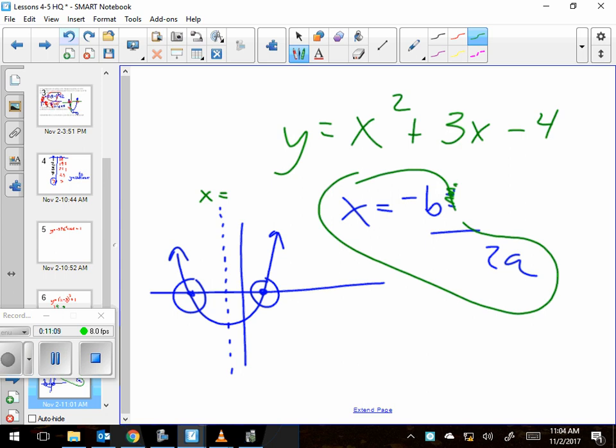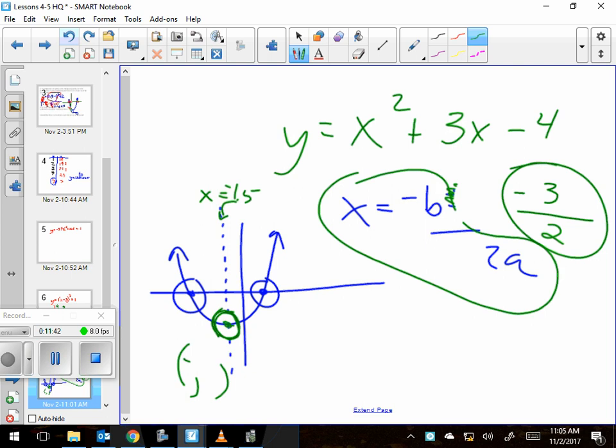It's not a nice number necessarily. It isn't always like, ooh, it's -2. So it's -(-3) over 2 times 1, which is 2. 3/2, which is 1.5. That was this line running right here. Okay, wait, Mr. Server said you're going to tell us the vertex. That's the x of the vertex. So this point right here has an x and a y, and I know the x of it, 1.5.